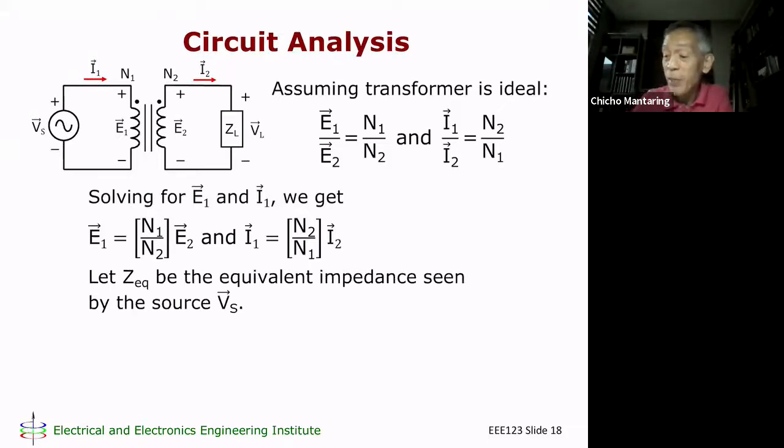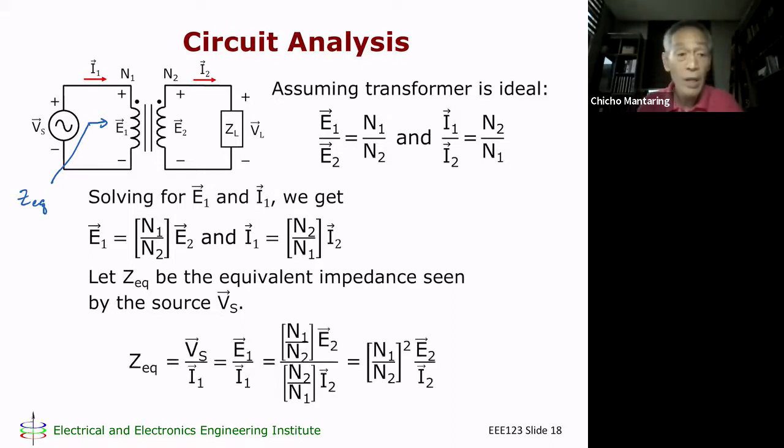Now let Z equivalent be the equivalent impedance seen by the source. No? So ano yung Z equivalent? Ito yung source natin. Ang Z equivalent is yung nakikita ng source dito. No? Z equivalent. In other words, from the point of view of the source, imbis na nakakabit sa kanya ito, ang nakakabit sa kanya is an impedance equivalent to Z equivalent. What is Z equivalent? Z equivalent is your phasor voltage Vs divided by your phasor current I1. Right? That is the equivalent impedance that is seen by the source. So Vs over I1, which is actually E1 over I1, because Vs is equal to E1.